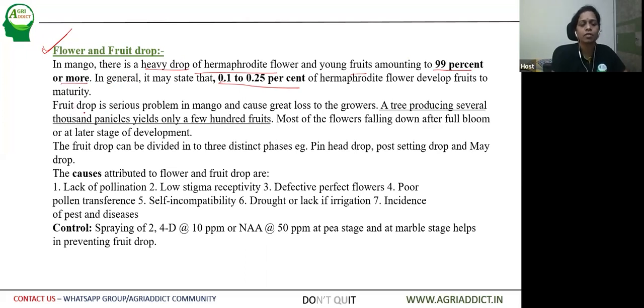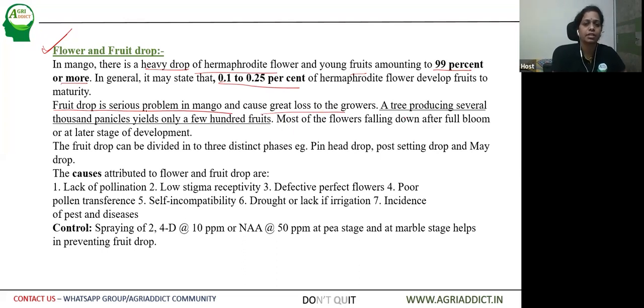So why does this flower and fruit drop occur? It is a major problem in mango. Naturally, mango has a tendency toward flower and fruit drop. However, some abiotic and biotic stresses may increase the drop, causing greater loss to the growers.